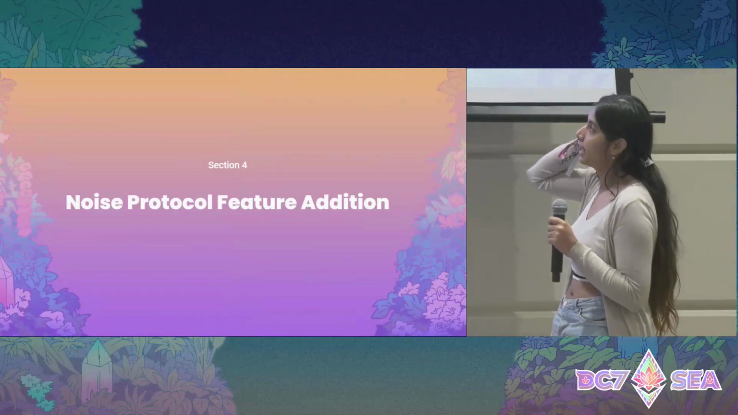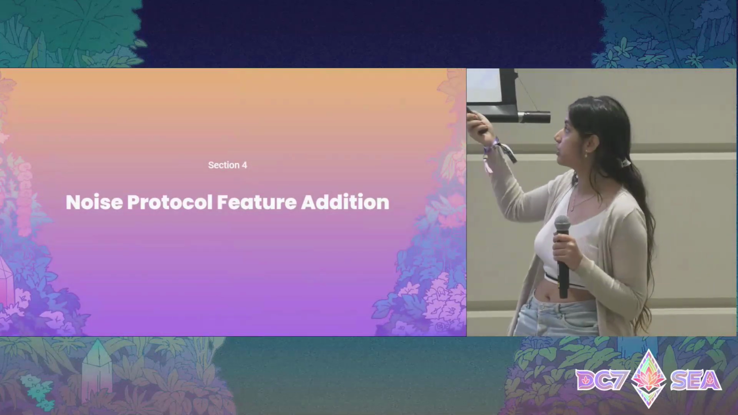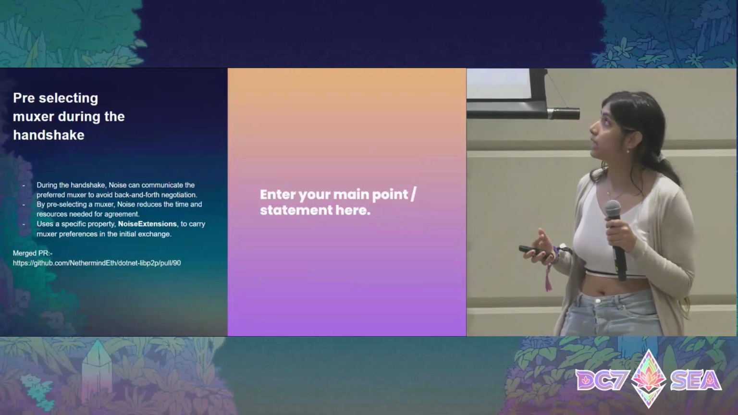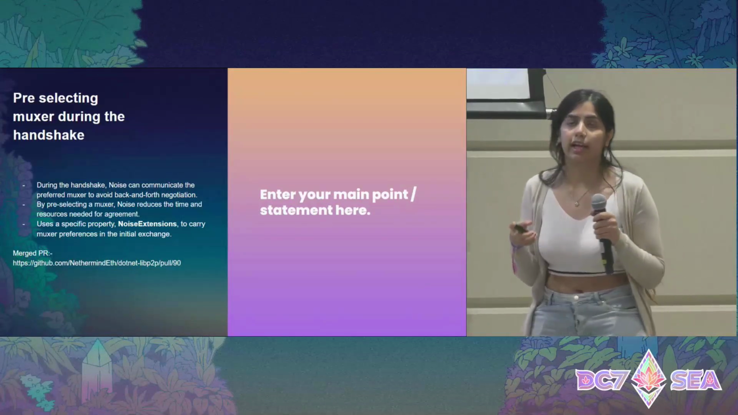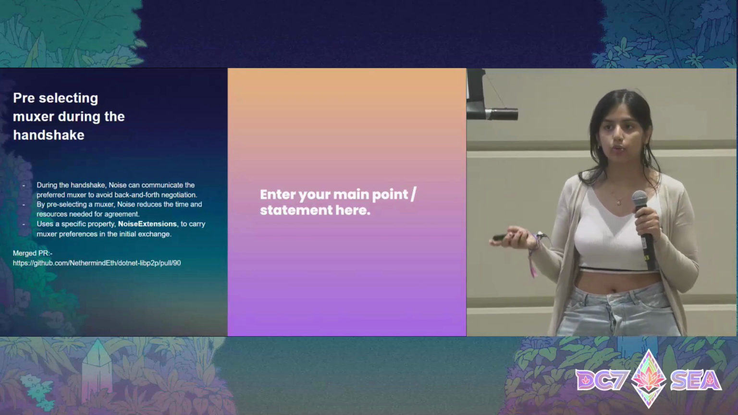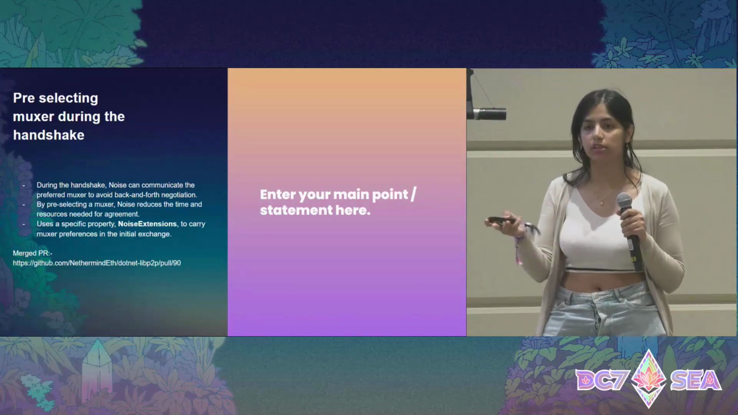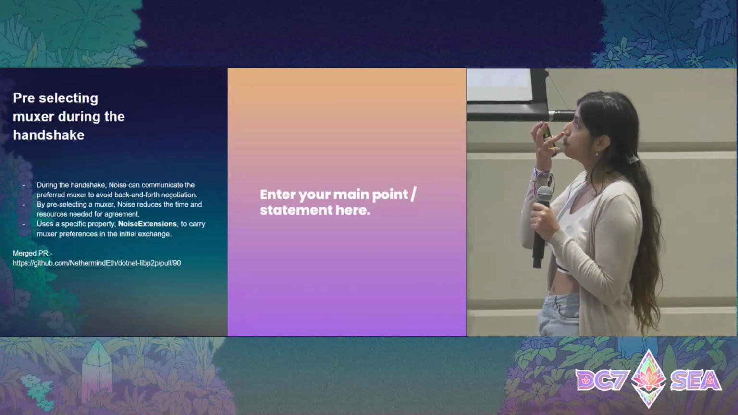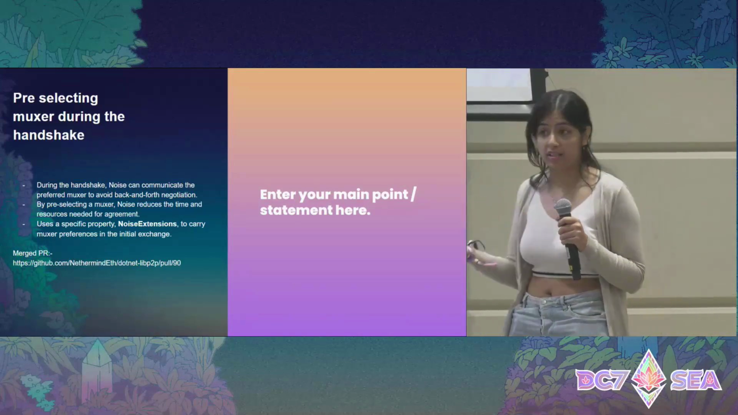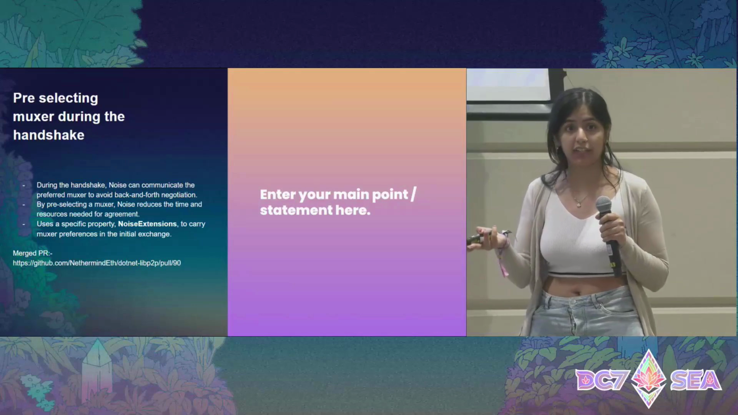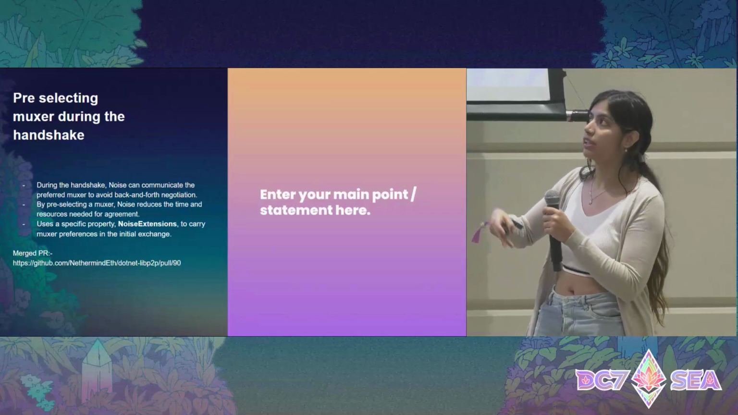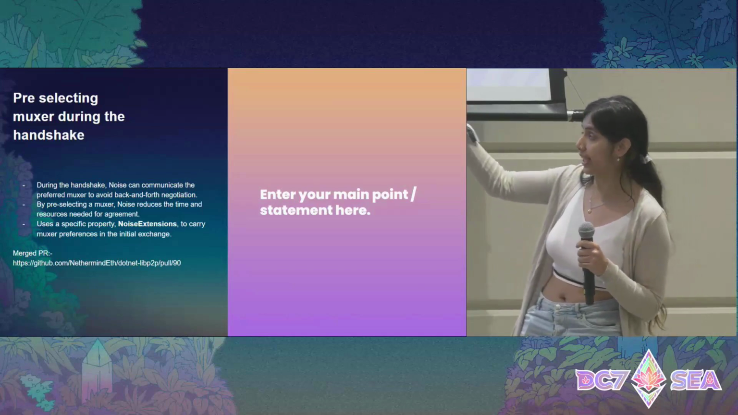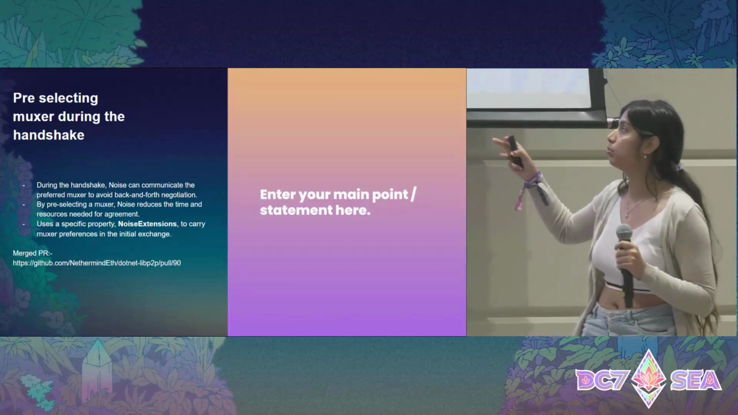The next thing that I implemented was the Noise protocol feature addition. As described earlier, during the protocol negotiation we need to select the particular protocol for stream multiplexing. We can speed up the process during the handshake itself. We can combine the handshake and the protocol negotiation as well. It can be done with the help of the Noise extensions, which are a particular feature of Noise.